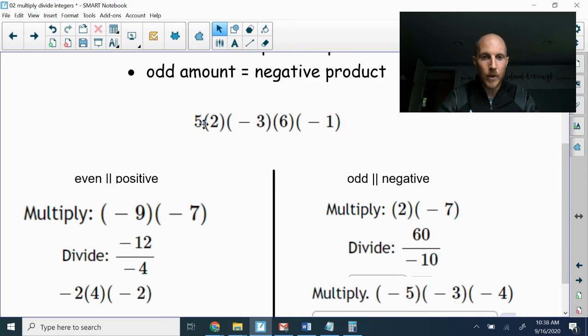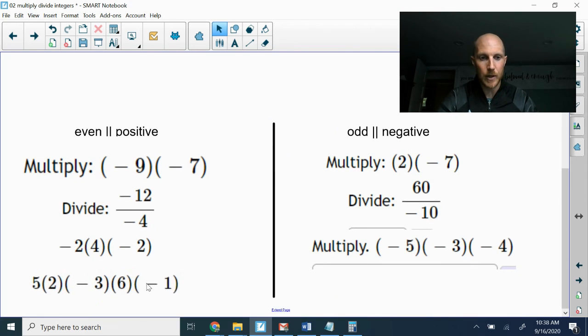Okay, here, last one. So I got 1 negative, 2 negatives. So this total of 2 is an even amount. So I'm going to put that into the positive result pile.